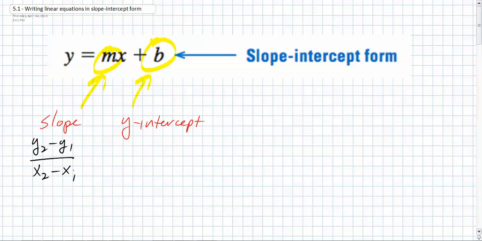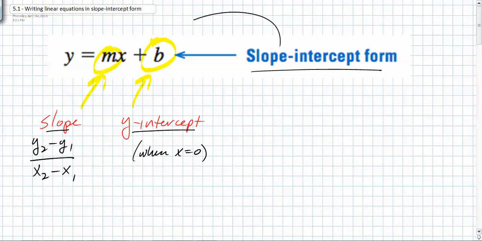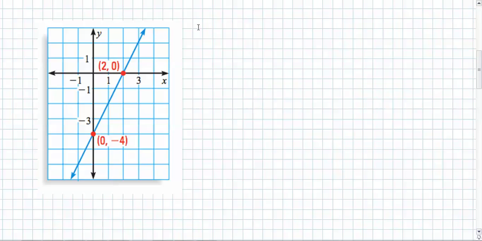So it's how much the line goes up or down for every unit the line goes from the left to the right. Also remember that the y-intercept is where the graph crosses the y-axis. This is when x equals 0. So remember that slope-intercept form is any line in the form y equals mx plus b. How are we going to go about writing these equations? Well, it depends on where you start.